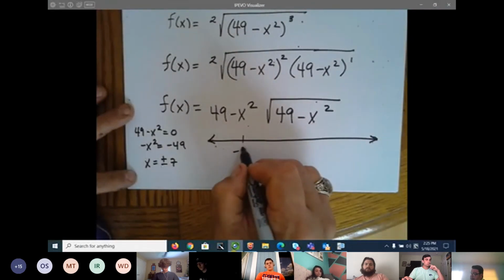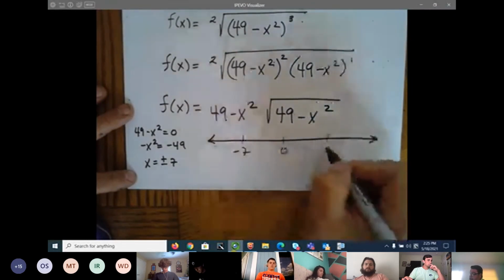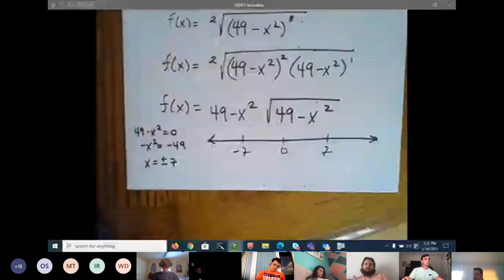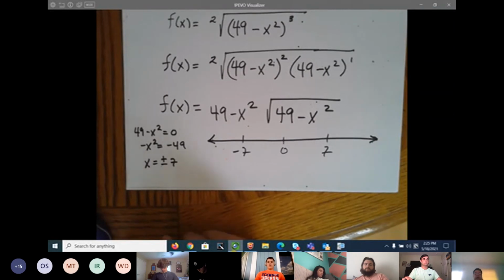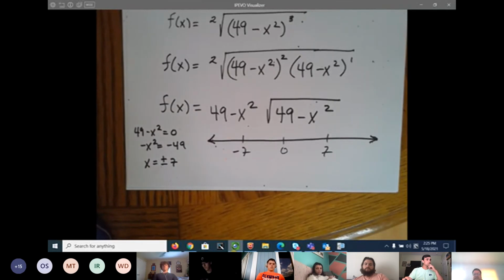Negative 7, 0, positive 7. Am I doing this because you need to know it for the test? I mean, for the question, yes. But I'm also doing it because part of review is finding your positive zeros and negatives, finding your real zeros on the x-axis. You do the same thing. So I'm kind of killing 2 birds with 1 stone here.